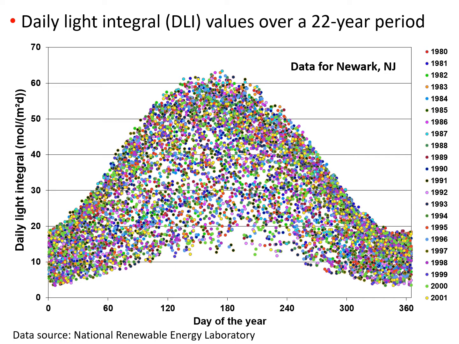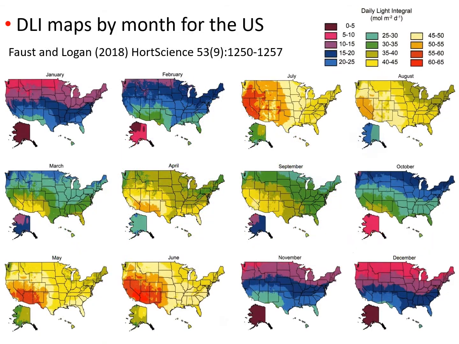By knowing the outside DLI values and the transmission losses as light travels through the glazing material, we can determine how much light is available for crop production. If that amount is insufficient for the desired crop growth and development, supplemental lighting can be used to improve the light conditions. Historic solar radiation data is available, for example, from the National Renewable Energy Laboratory, allowing researchers from Clemson University to compile so-called light maps for every month of the year across the United States.